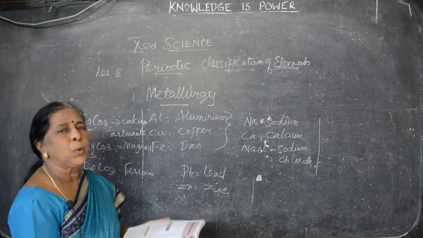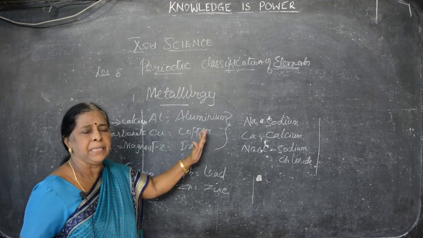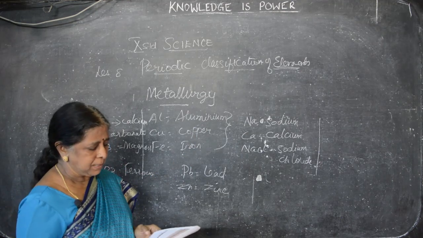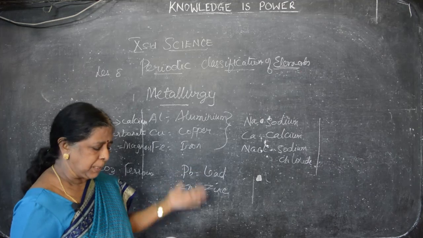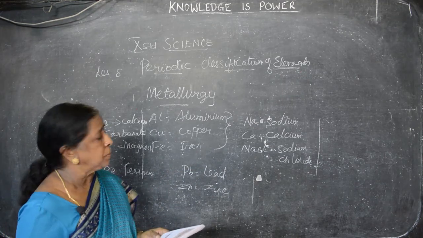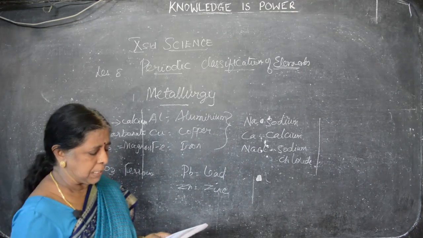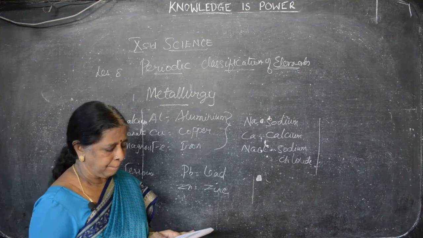Now, where are the ores present in Tamil Nadu? These ores we are studying, we are getting from mining, and I will say where they are present. This is important. For example, they may ask you to write a place where it is located. For example, limestone. Limestone means calcium carbonate. You have to say limestone we are getting from Coimbatore, Cuddalore and Dindigul.